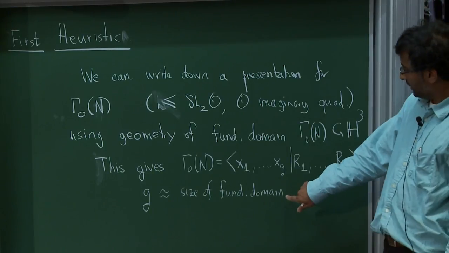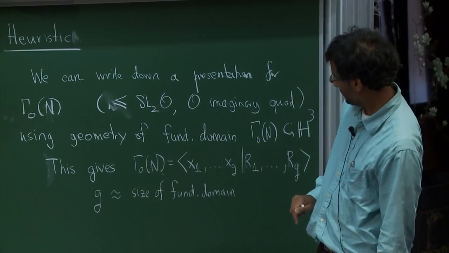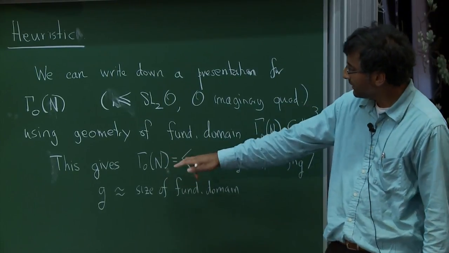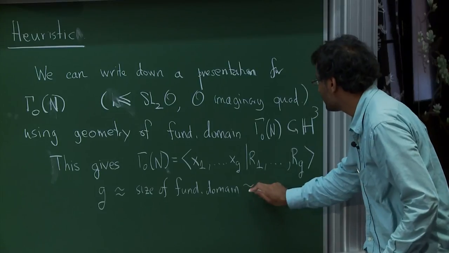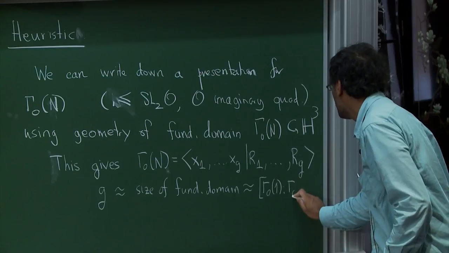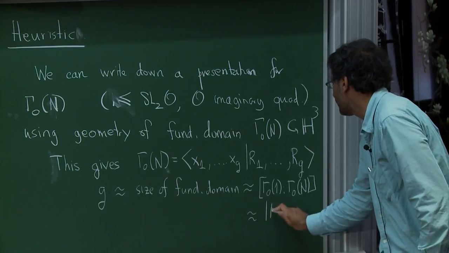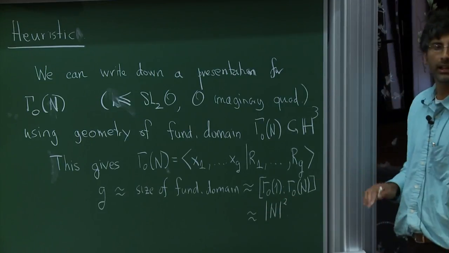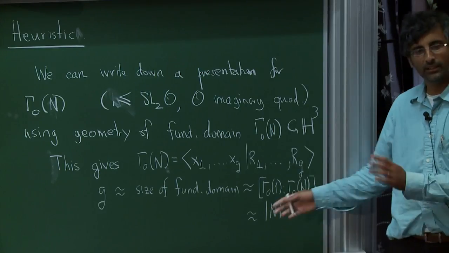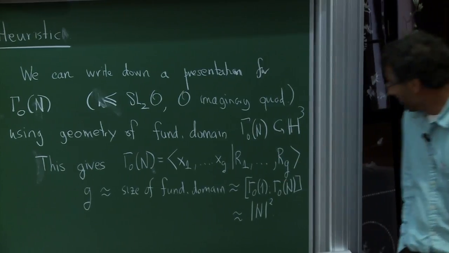Now, the size of this fundamental domain is essentially a measure of how small this group is. So it's more or less proportional to the index of the group Γ_0(n) inside Γ_0(1). And so very roughly, that's going to be of the scale n^2. I'm drawing this approximate sign, and it means really approximate. It doesn't mean like n^2 log n. It's all the same.